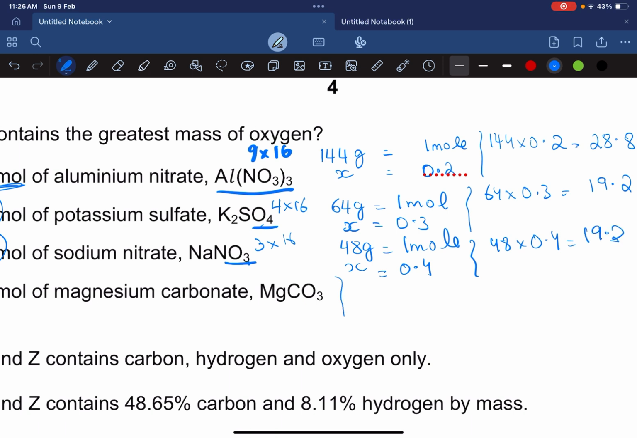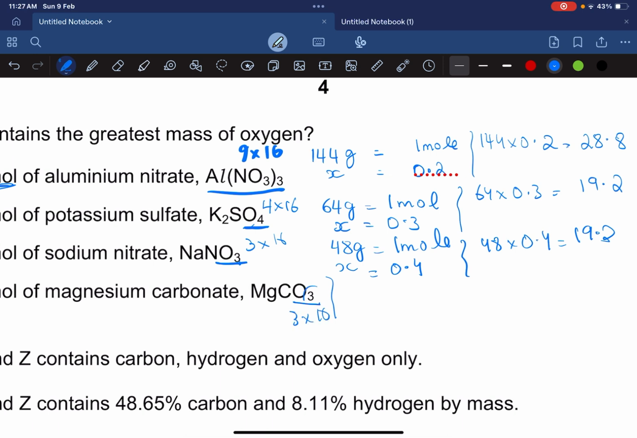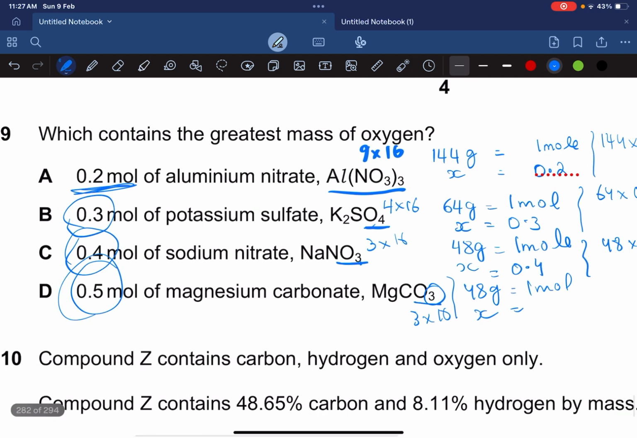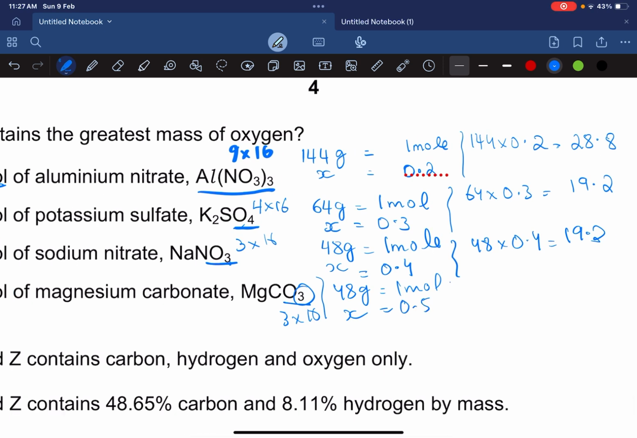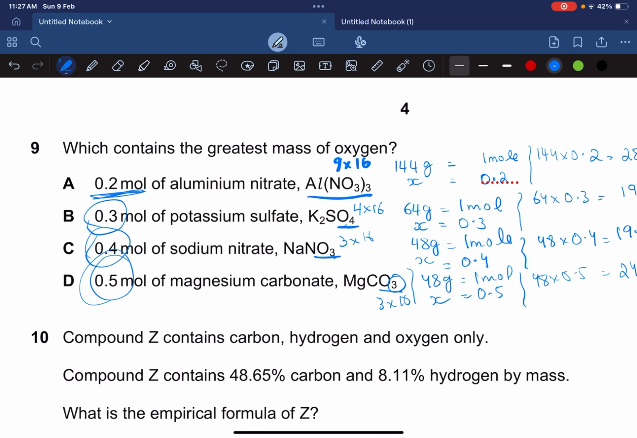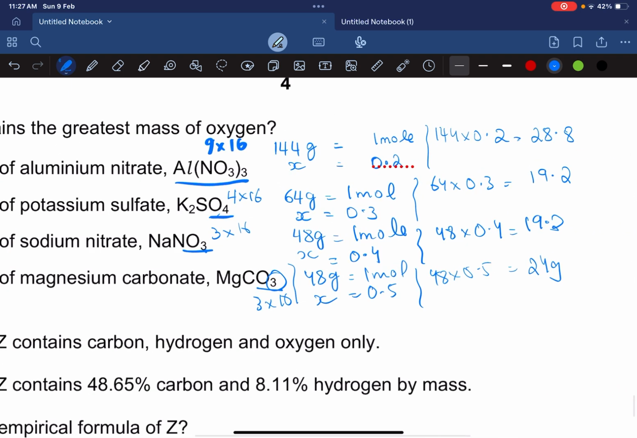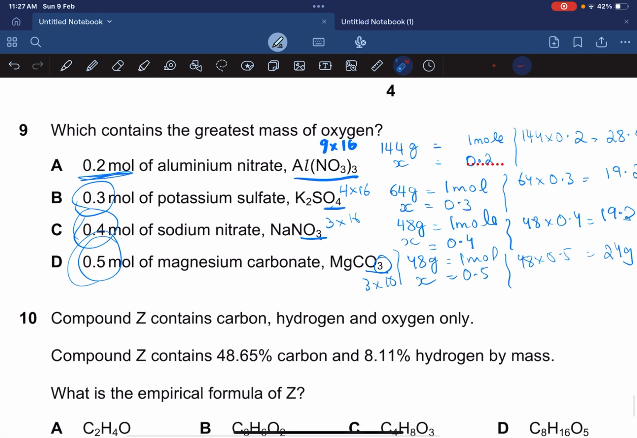Okay, next we know that 16 into 3, because we have 3 oxygen, is going to be 48. So 48 grams in 1 mole. So X is going to be in 0.5 moles. So over here we're going to write 0.5. It's going to be 48 multiplied by 0.5, and that's going to give you 24 grams. So what was the question asking? Which contains the greatest mass of oxygen among all these 4? I guess 28.8 is the highest amount of oxygen we got. So it is going to be option number A.